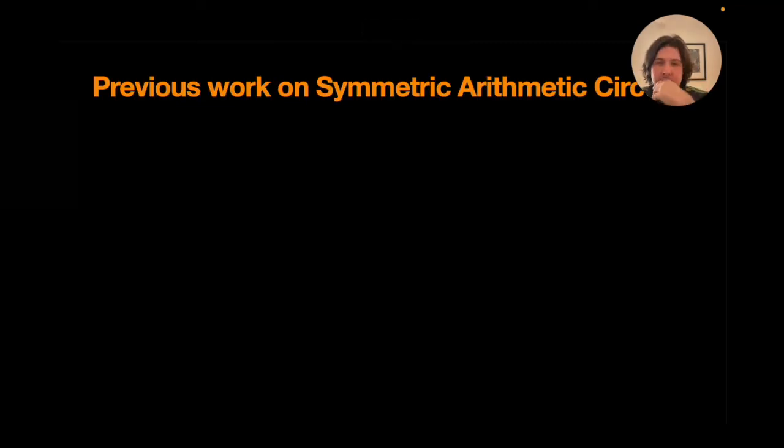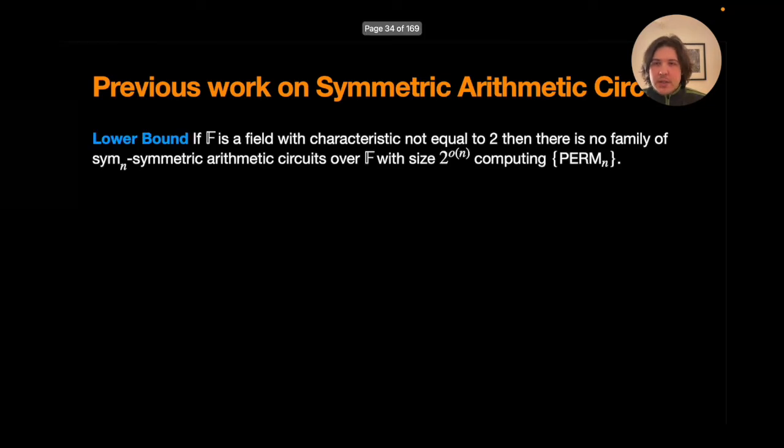So before I move on, I need to discuss this previous work on symmetric arithmetic circuits. In this work, we have two main results. We have a lower bound for the permanent, which establishes that for every field of characteristic other than 2, there's no family of Sym-n symmetric arithmetic circuits over F of sub-exponential size computing the permanent. And here by Sym-n symmetric arithmetic circuits, we mean the simultaneous action of the symmetric group on both the rows and the columns.